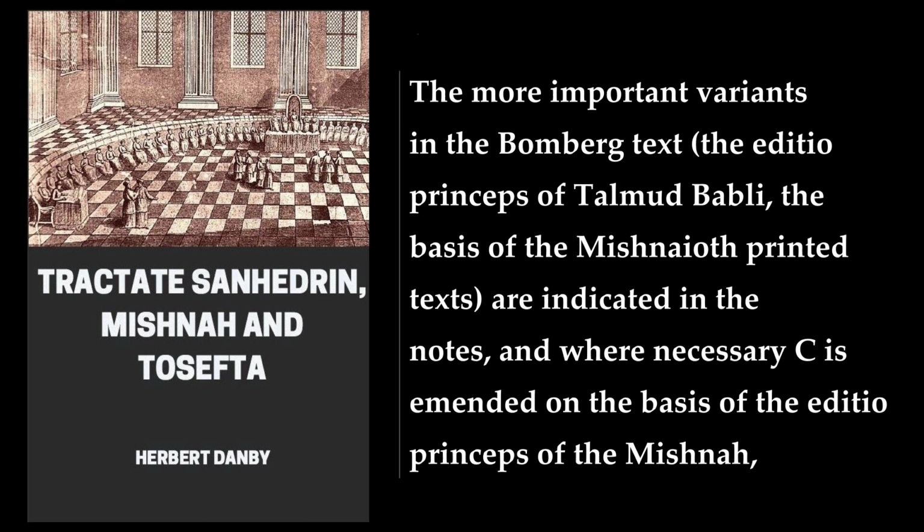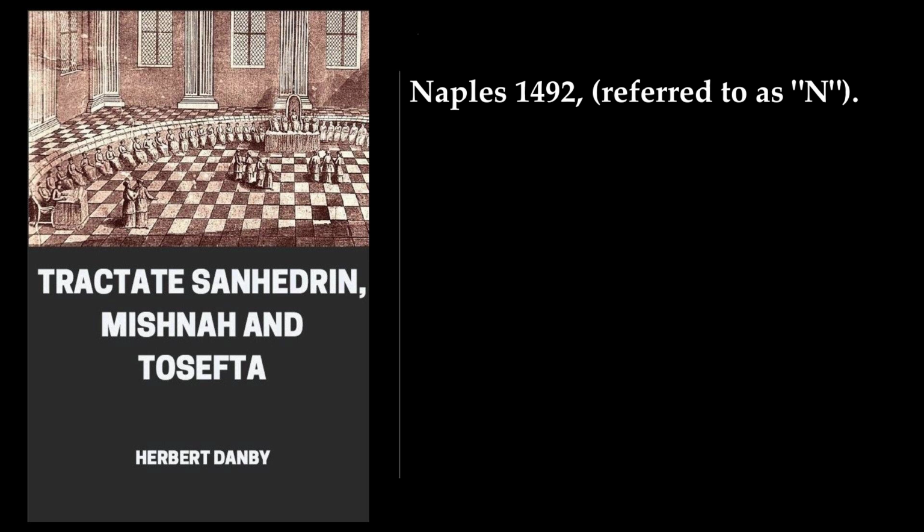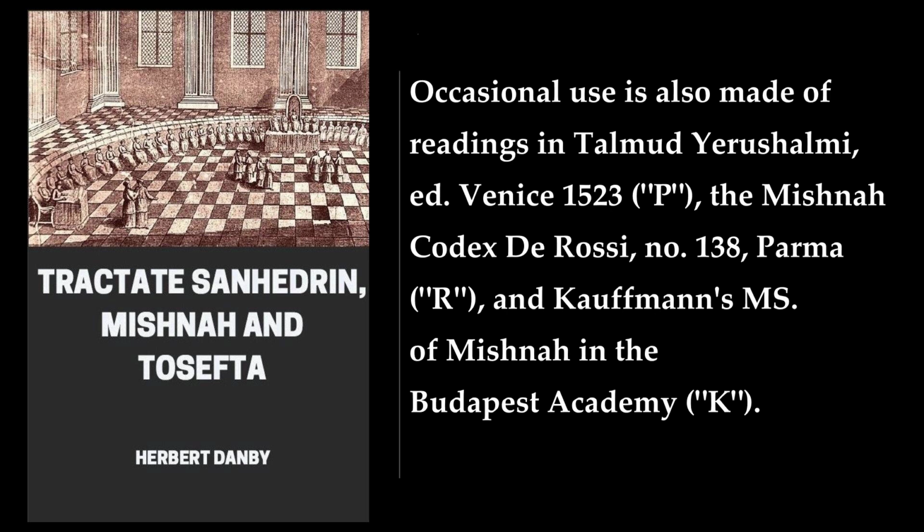The more important variants in the Bomberg text, the Editio Princeps of Talmud Bavli, the basis of the Mishnayth printed texts, are indicated in the notes, and where necessary C is amended on the basis of the Editio Princeps of the Mishnah, Naples 1492, referred to as N. Occasional use is also made of readings in Talmud Yerushalmi, edition Venice 1523, the Mishnah Codex de Rossi, number 138, Parma, R., and Kaufmann's MS of Mishnah in the Budapest Academy, K.